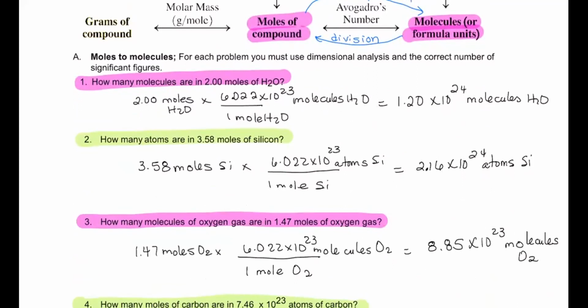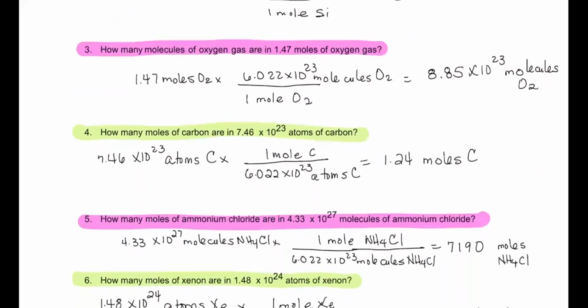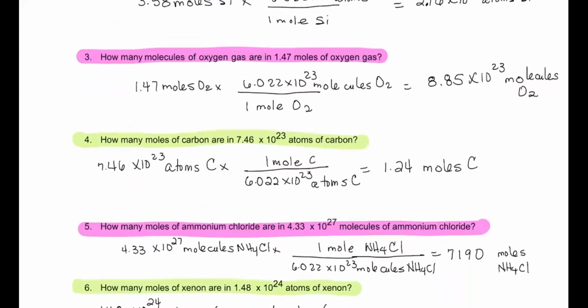How many molecules do I have in these moles? How many atoms do I have in these moles? Look at the conversions. All we're doing is using Avogadro's number. When you're given moles and you're trying to find atoms, we multiply by Avogadro's number. Like in number 4, you are given atoms and you want moles, so we divide by Avogadro's number.